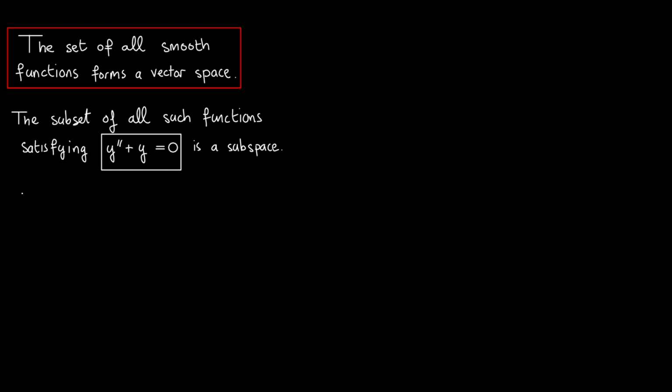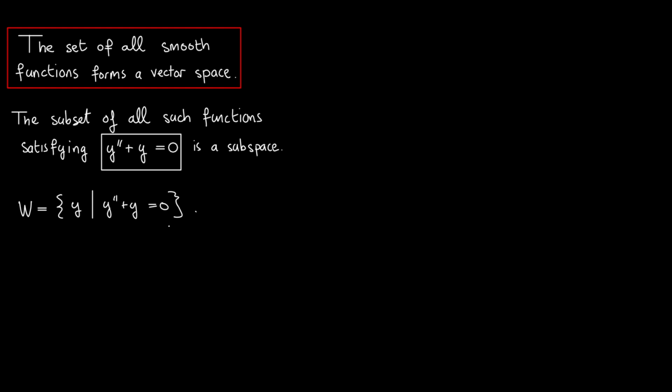Because if so, just to be clear, what is W? W is equal to the set of all functions, I'll just say y, so the set of all functions such that y double prime plus y equals 0. Just so we understand that y is a smooth function satisfying this equation here.